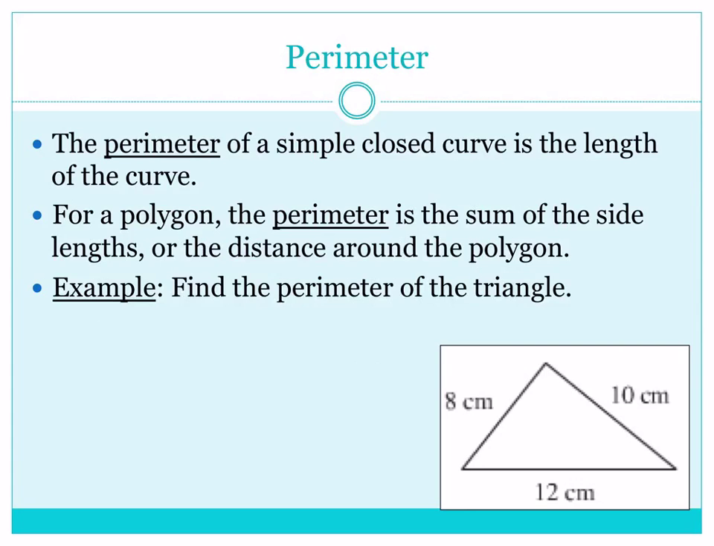Do you remember what the words simple and closed mean? Simple, it doesn't intersect itself. Good, so like no figure eights, right? How about closed? What does closed mean? Good, same starting and ending point. So this particular picture, this triangle, qualifies: simple, closed curve. The perimeter then is the distance around the outside edges of it. So if you were to add up all these values, you would find the perimeter. What would you get if you were to find the perimeter of this object?